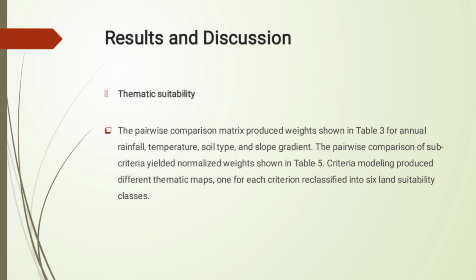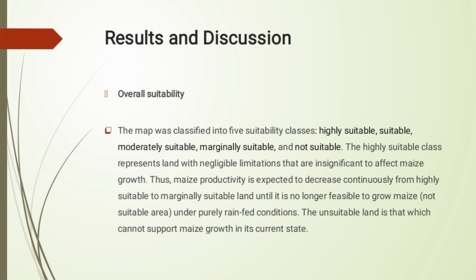The thematic suitability comparison matrix produced weights as shown in Table 3 for annual rainfall, temperature, soil type, and slope gradient. The pairwise comparison of sub-criteria yielded normalized weights as shown in Table 5. Criteria modeling produced different thematic maps, one for each criterion, classified into 5 land suitability classes: highly suitable, suitable, moderately suitable, marginally suitable, and not suitable.